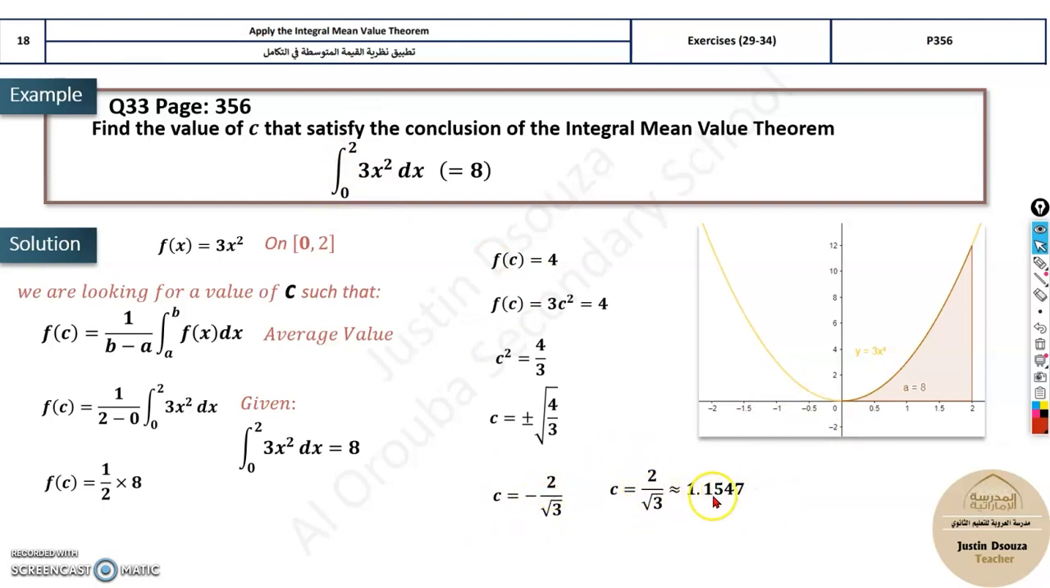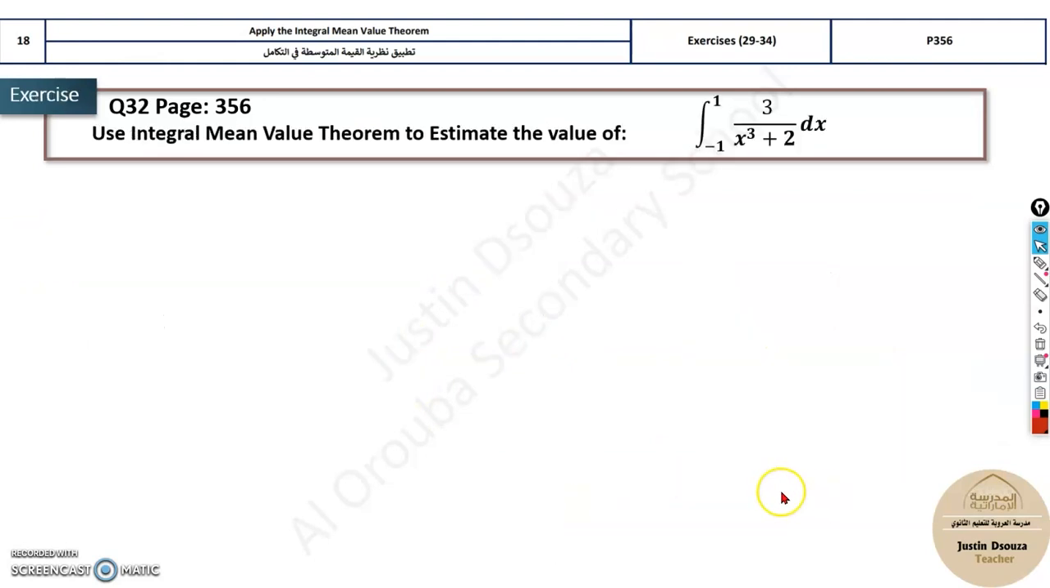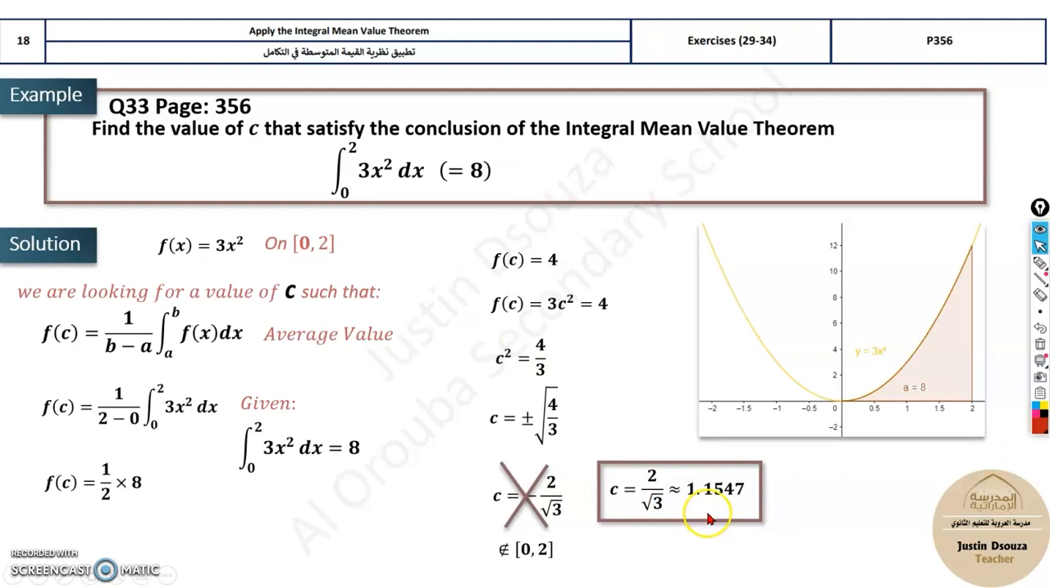Check the limits. Is it within this range? Yes. 1.15 is somewhere over here and the limit is below 2. The value of what we found is below 2. Yes, that is the correct answer. So over here, this only belongs to the domain of 0 to 2. So the C value is this.